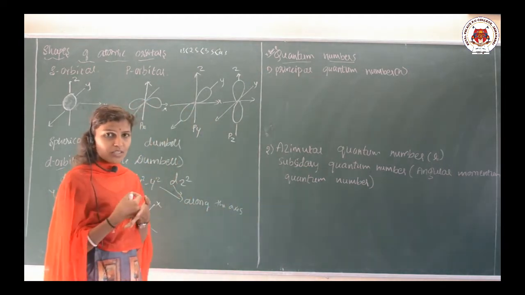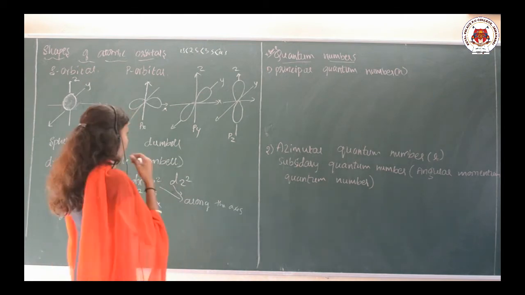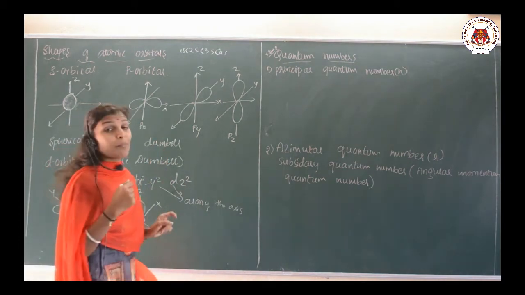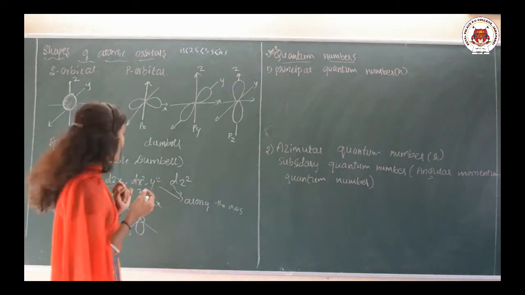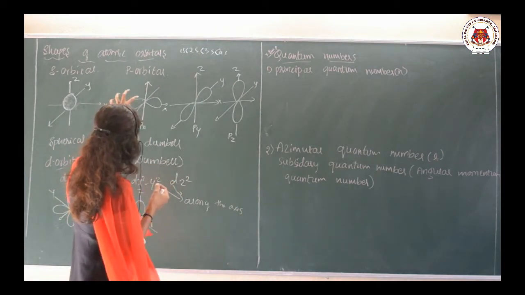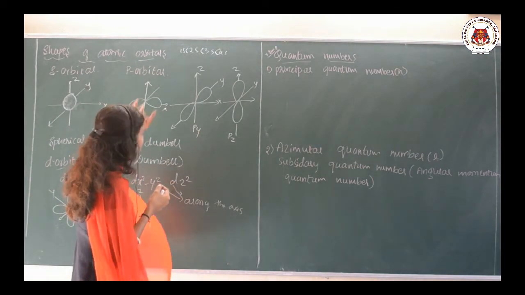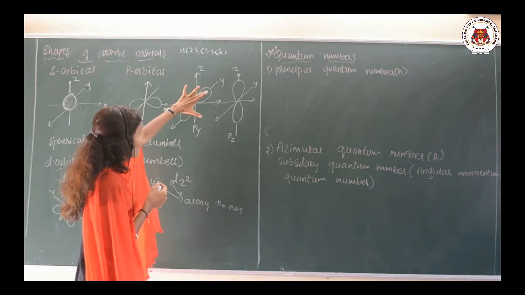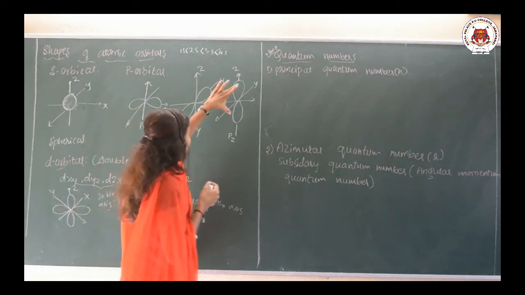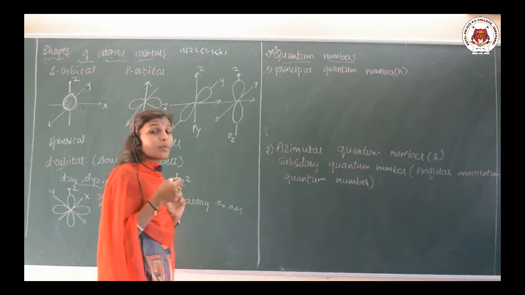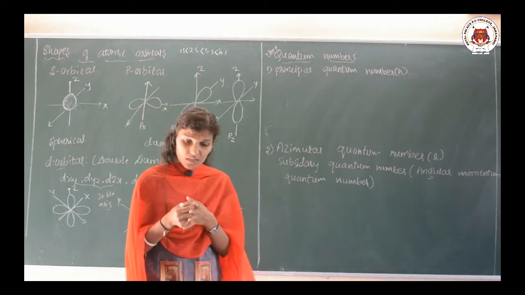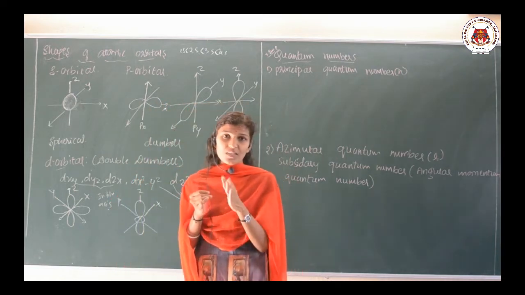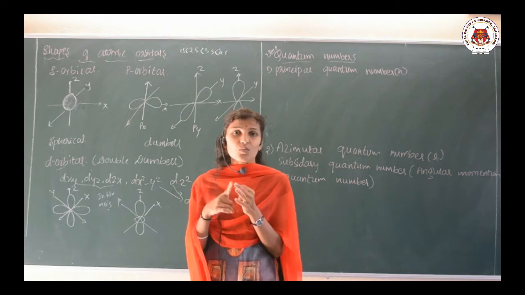As you know, the P orbital consists of 3 sub-orbitals, that is Px, Py, Pz. Here the P orbital has a dumbbell shape. If it is situated along the x axis, it is a Px. If it is situated along the y axis, it will be a Py. If it is situated along the z axis, then it will be a Pz orbital. So like this we divide the P orbital into Px, Py, Pz.